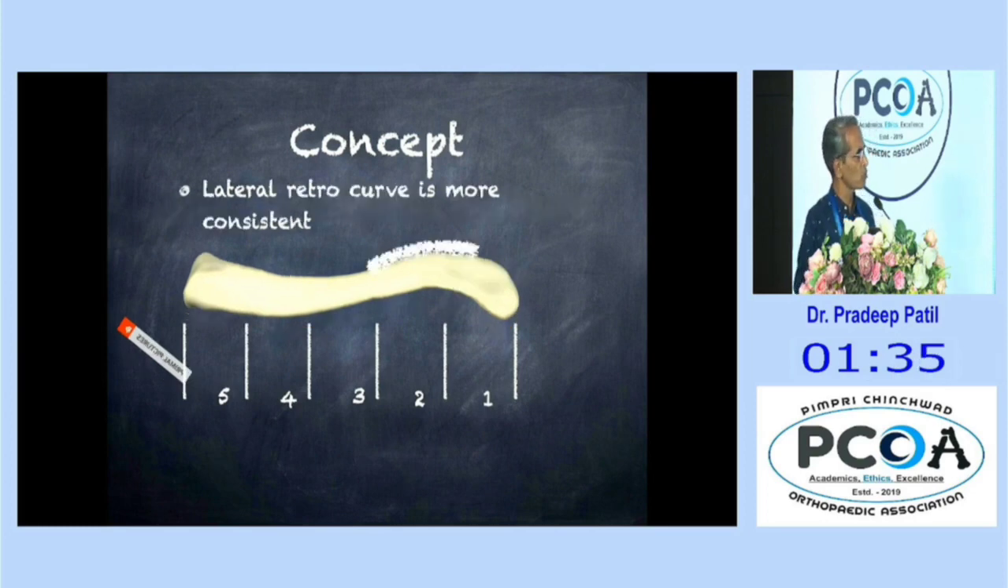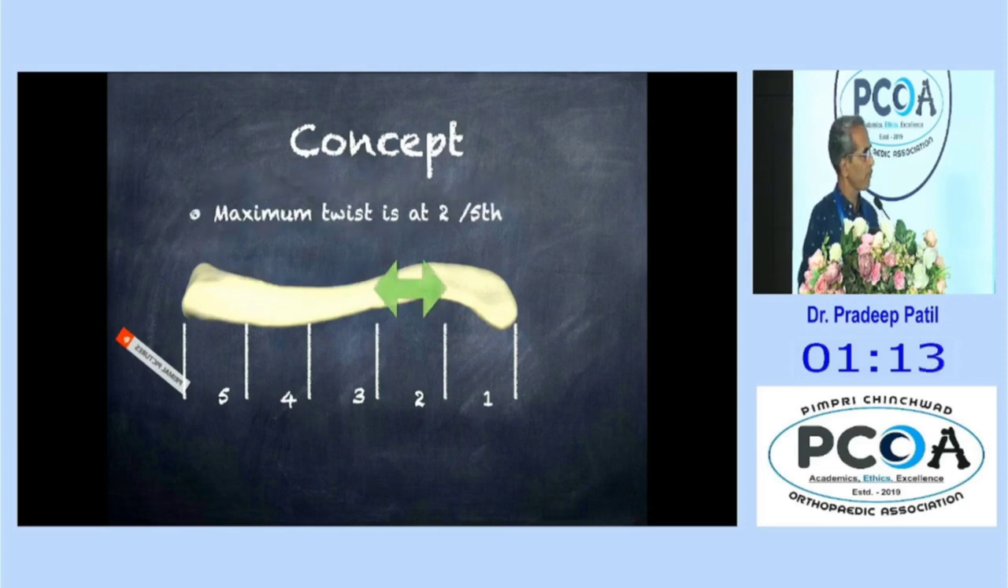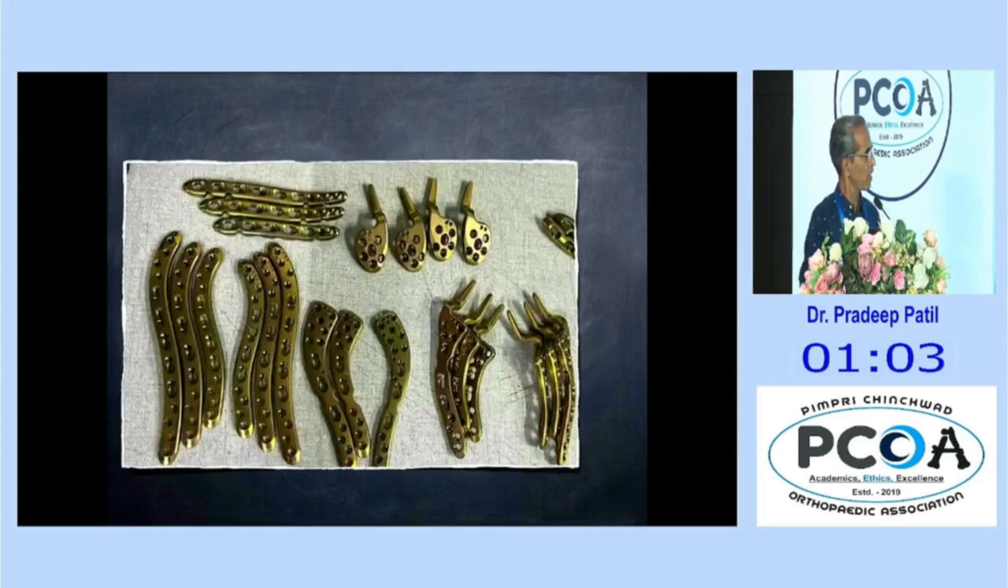Another important thing: the posterior retro curve present on the lateral end is always constant in all individuals, whether short stature or tall. This curvature is always constant. What changes is the anterior curve, which changes according to the patient's height, and the maximum twisting happens in zone 2. All these findings have been collectively studied, and they found these different types of newer plates to be especially useful for clavicular fractures.